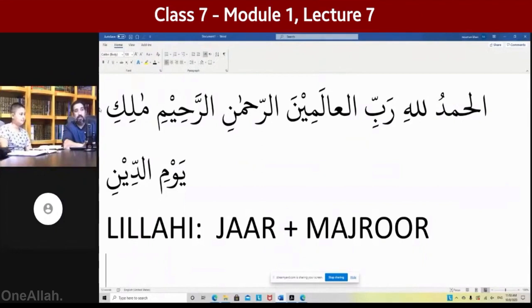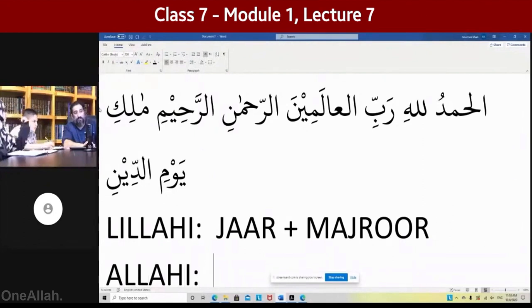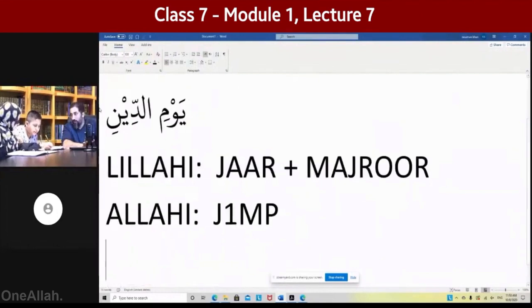So lillahi is jar and majroor, right? Now I want the four properties of the word Allahi inside lillahi. I'm just writing the word Allahi again because I just want the four properties of it. And we kind of did it in Bismillahi. So it's the same word, so we can go quickly. It's jar, it's no, one, masculine and proper, right? So that was already done.